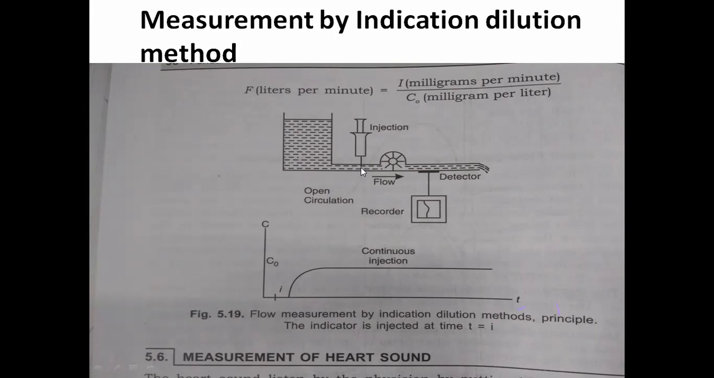It will dissolve in the blood, and due to that, the blood circulation will be detected by the detector at the other end of this blood flow circulation path. This only measures the blood flow, it does not measure the velocity.